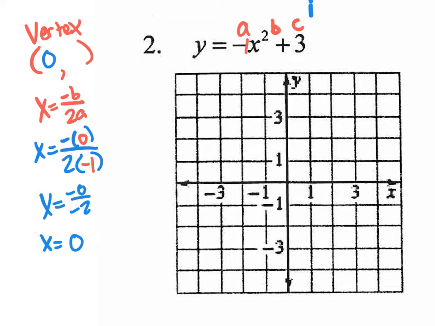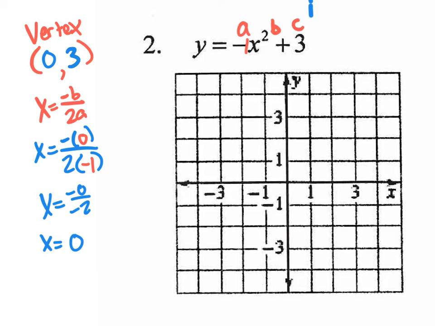How do you find the y value? Plug it in. So take the 0, plug it in here. 0 squared is 0. Even though it's negative, it's still 0. And 0 plus 3 is what? 3. So the vertex y value is 3. The vertex is 0, 3.